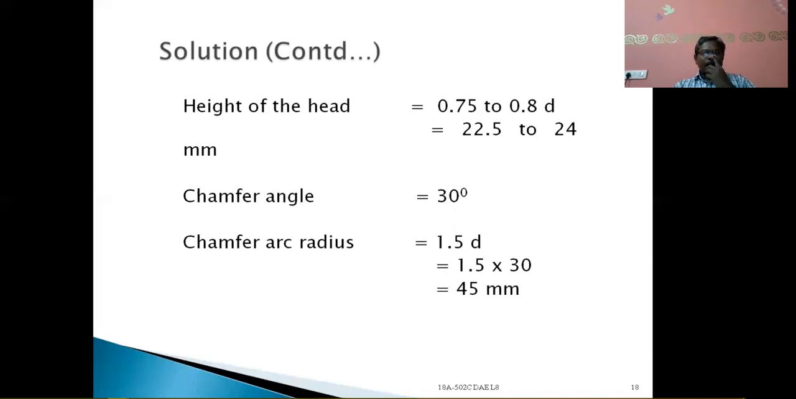So these are the standard proportions that we have calculated based on the given nominal diameter. The only given value is the hexagonal bolt diameter, that is nominal diameter or shank diameter, whatever it is. So based on that, we are going to calculate the standard proportions from the standard data, right?